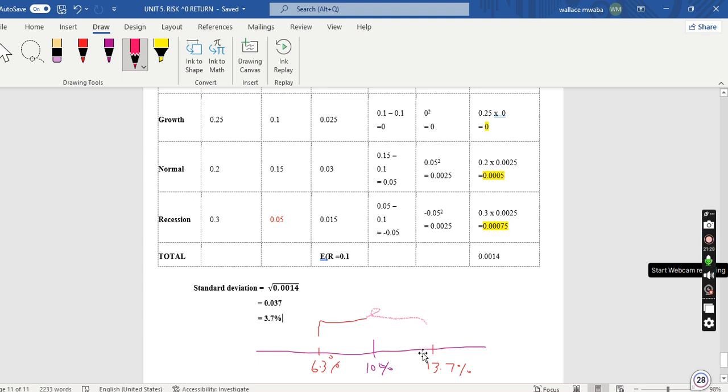But as we can see, the returns are not really that far from the expected return. So the lower the standard deviation, the better, because it's telling you that the returns you might get are not going to be far from the expected return that you calculated. They will be nearby that expected return. Any questions?